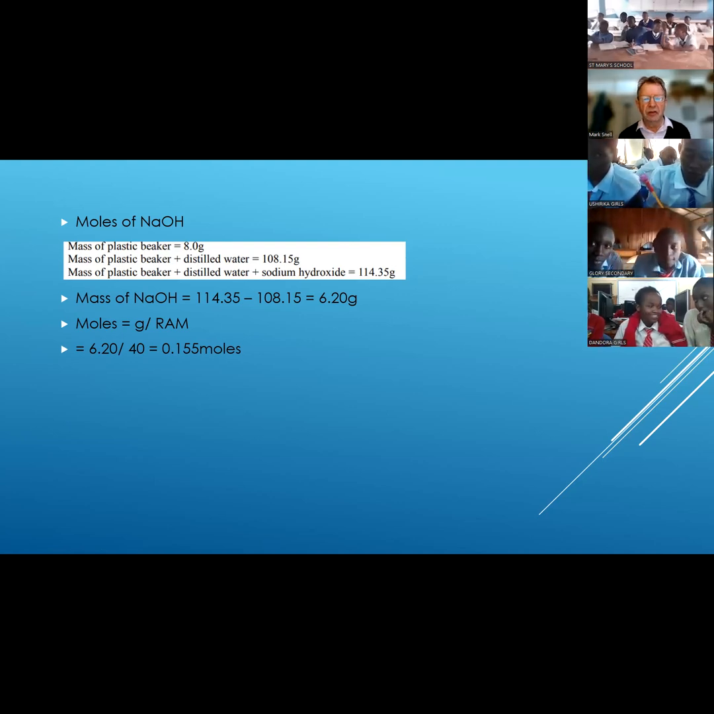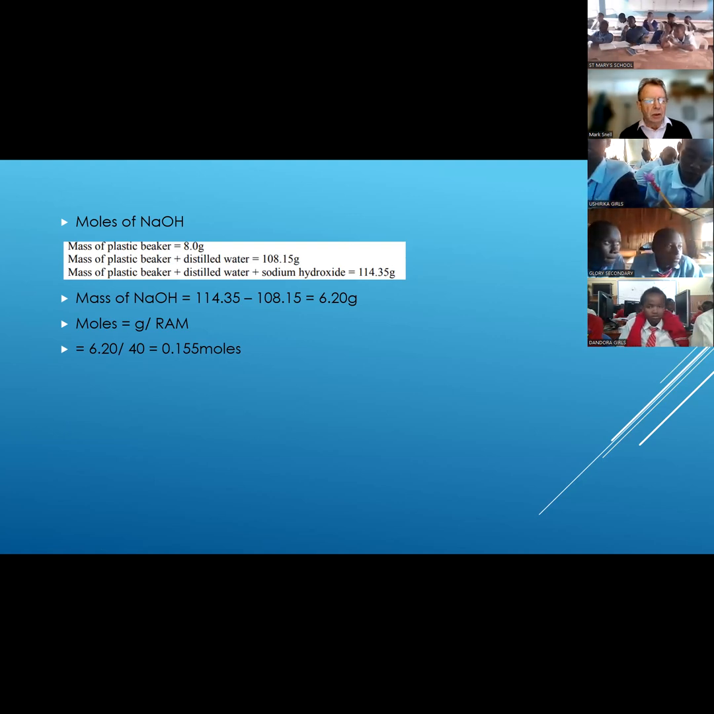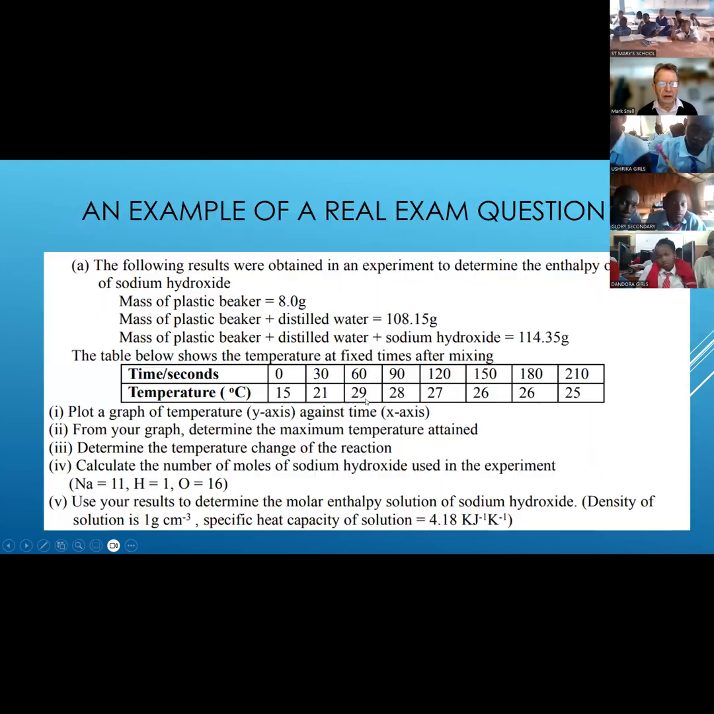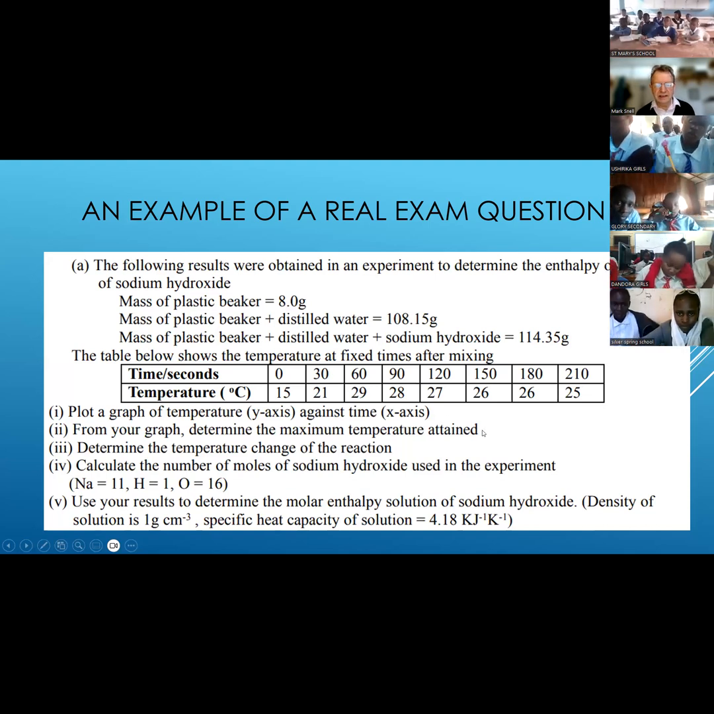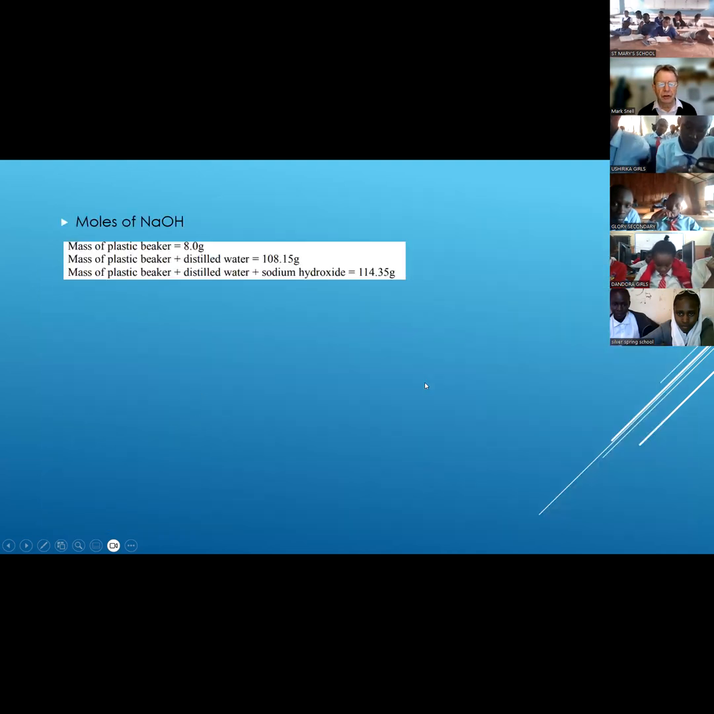All right. So extrapolate, then start to work things out from the calculation. Look back at the question. Here it is. Plot the graph. That's worth a mark. Determine the maximum temperature attained. That is 1 or half. Determine the temperature change. That's what we've done. That's the 17. The number of moles of sodium hydroxide. That's the mass divided by the molar mass. And now use your results to determine the molar enthalpy of solution. So we've got to the point here. There's the moles of sodium hydroxide.